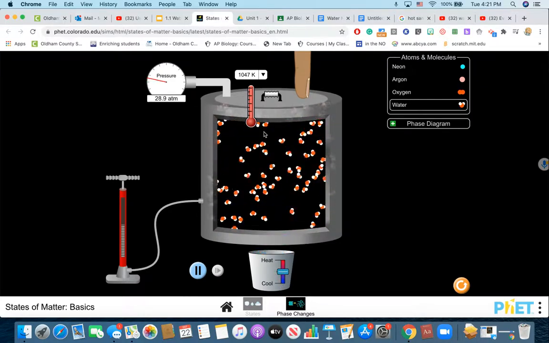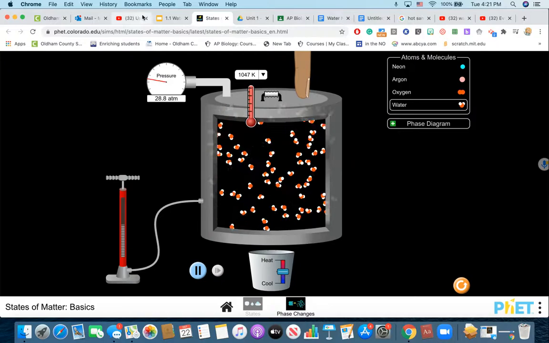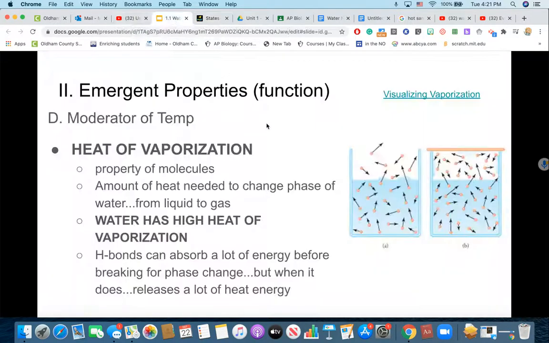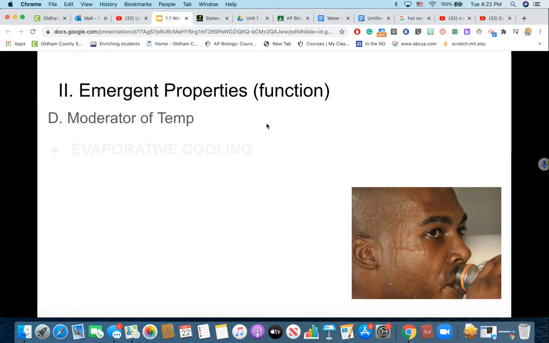This becomes important in continuing a discussion on moderating temperature, right? So we know that water has a high heat of vaporization. We know that hydrogen bonds between water molecules can absorb a lot of energy, but when they do finally break free and vaporize, they release that energy with them. And so why is that important? Because that leads to something called evaporative cooling.